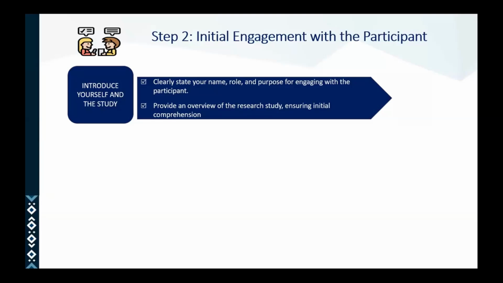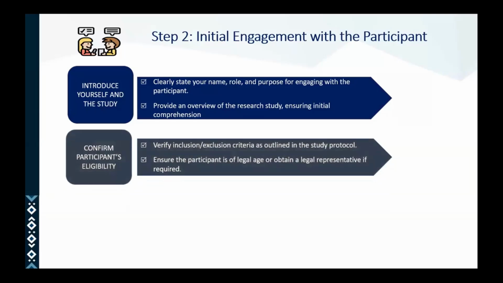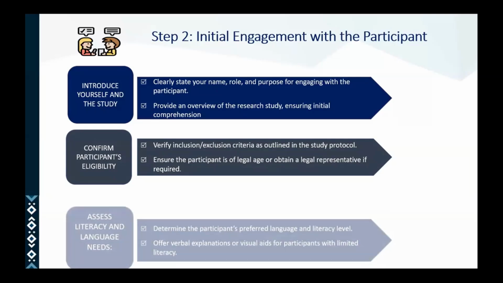So you provide an overview of the research study, ensuring initial comprehension. There should be initial comprehension. The participant should first of all know what you are going to be talking about before you can continue. You confirm participants' eligibility, verify inclusion and exclusion criteria as outlined in the study protocol, ensure the participant is of legal age or obtain a legal representative if it is required.